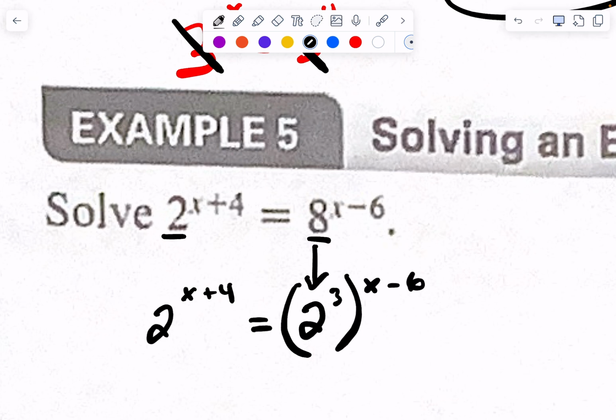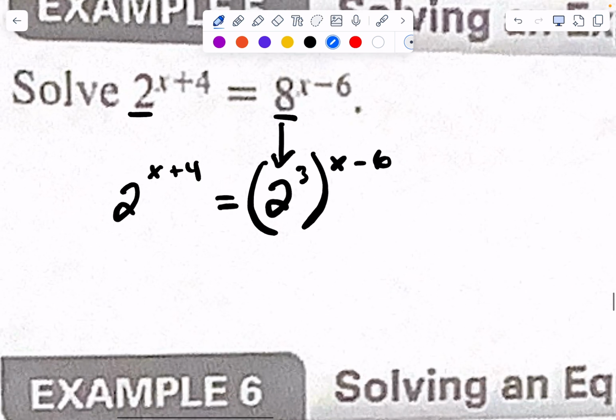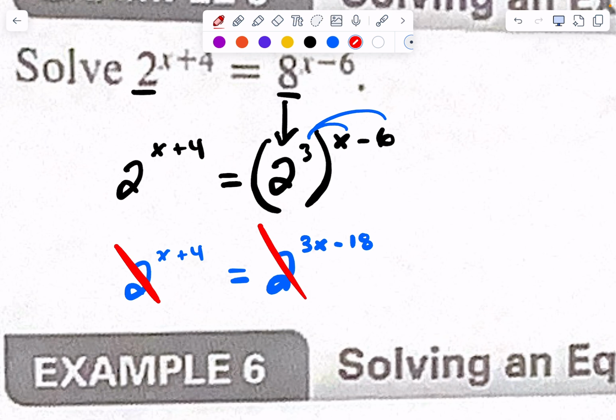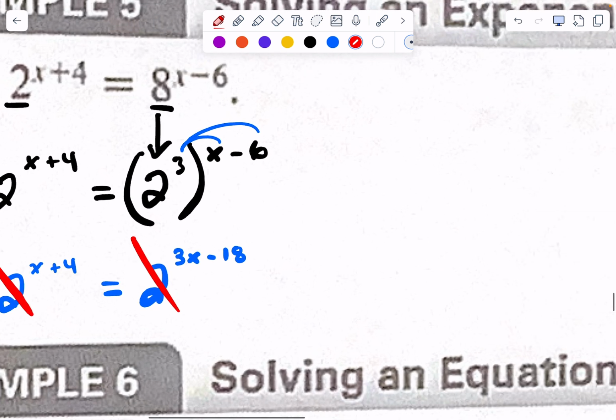Do we see what's going on? So this left side is just chilling the whole time. Equals, if I distribute that 3 through, don't forget to distribute through the whole thing, 2 to the 3x minus 18. Do you see how that works? It's kind of like a puzzle. You try to get them to match on both sides. This 2 cancels with this 2, since they're both 2's now, and then you just have a math problem. x plus 4 is equal to 3x minus 18.